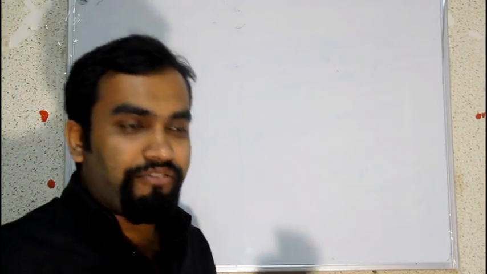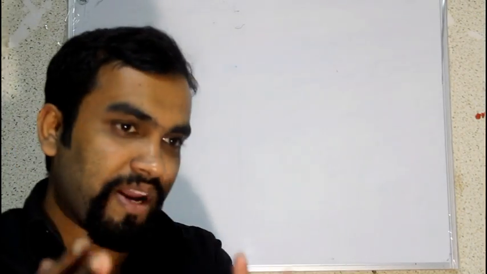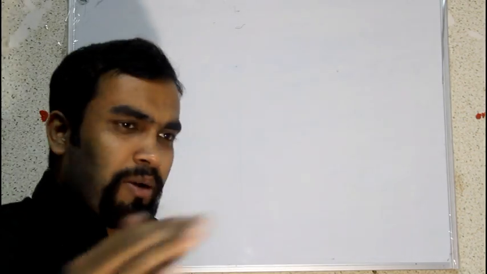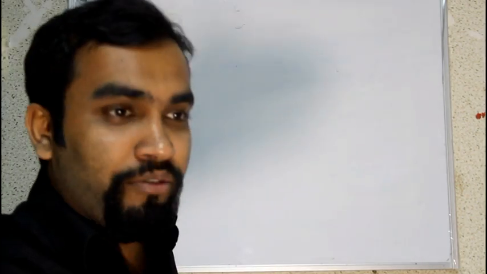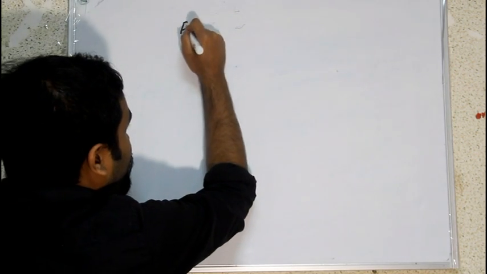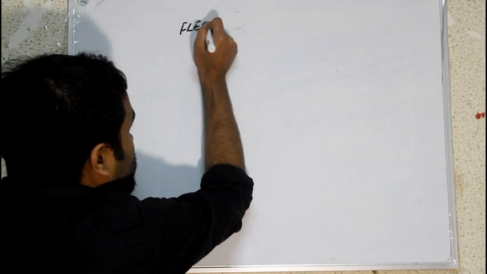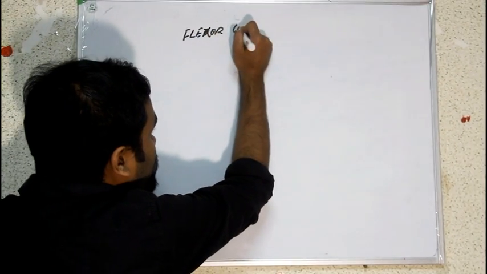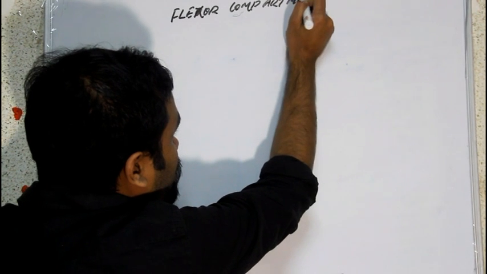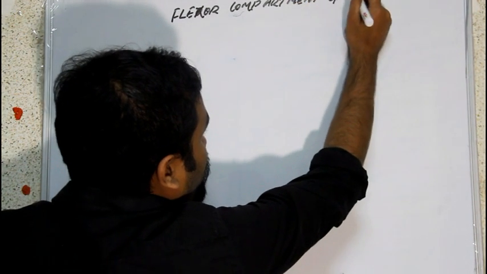We have studied the flexor compartment of arm and extensor compartment of arm. Now we are moving to the forearm. Now we have the flexor compartment of forearm.